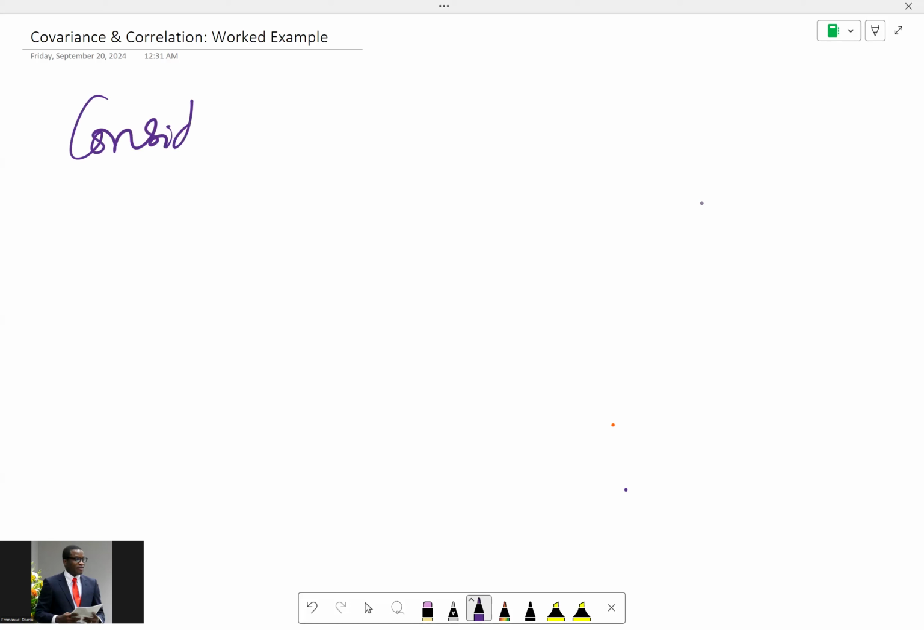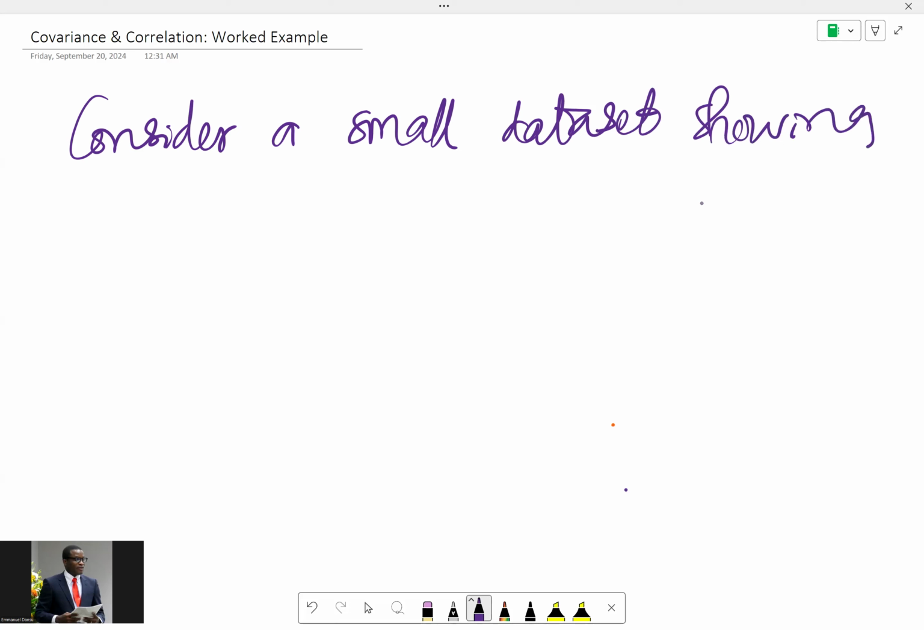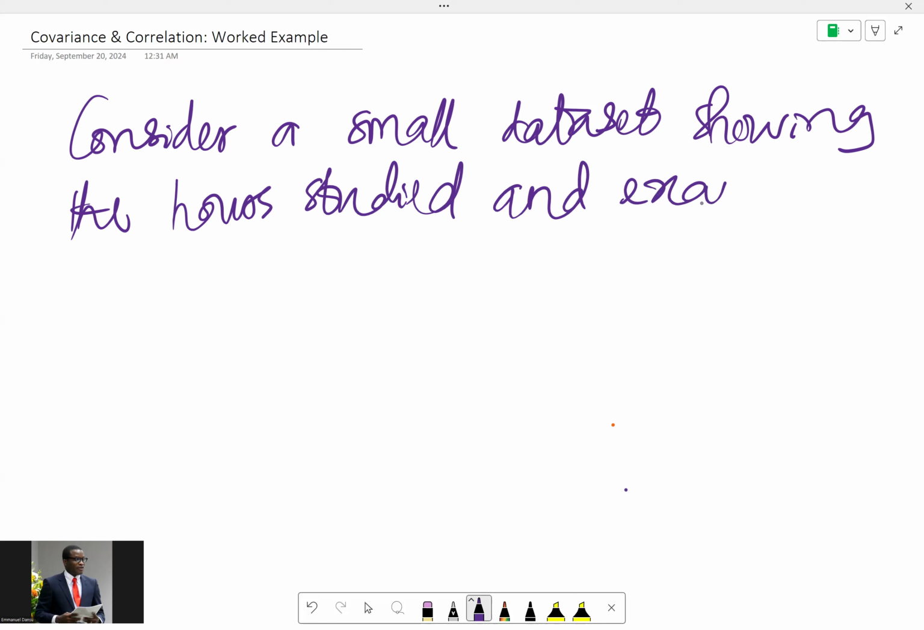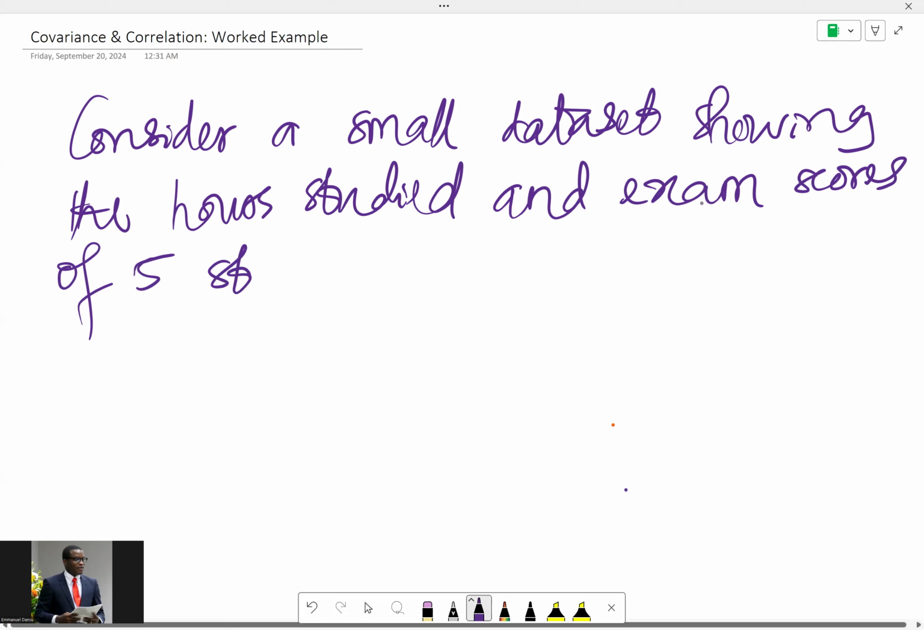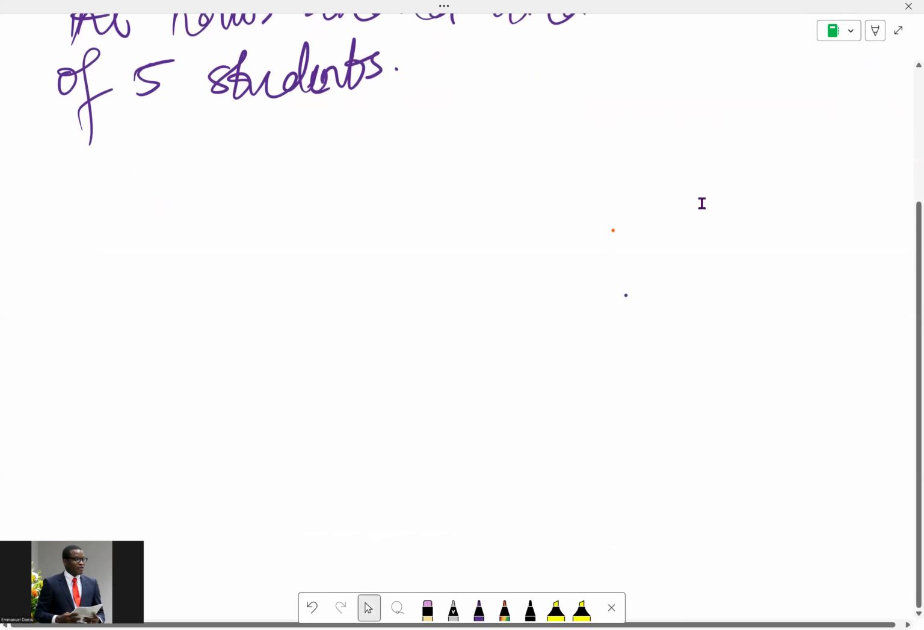Consider a small data set showing the hours studied and exam scores of 5 students. This idea first came up in the video just before this. Now we want to use the same idea to drive home the point. So imagine we have 5 students, as we said.